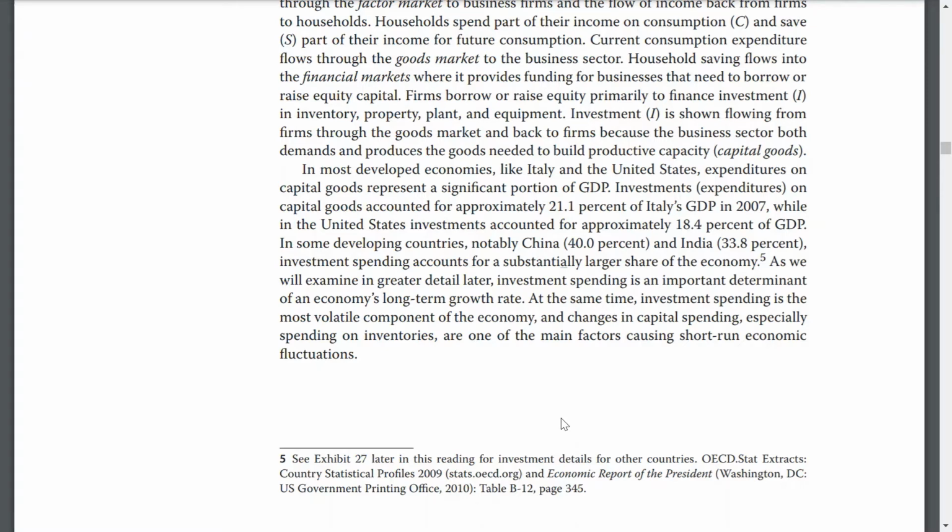As we will examine in greater detail later, investment spending is an important determinant of the economy's long-term growth rate. At the same time, investment spending is the most volatile component of the economy, and changes in capital spending, especially spending on inventories, are one of the main factors causing short-run economic fluctuations.